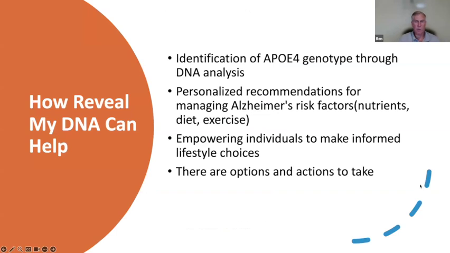So how will Reveal My DNA help your practice and help your patients? We're going to identify if they have an APOE4 genotype through our analysis. Then we're going to have personalized recommendations for managing Alzheimer's risk factors. This will include nutrients, diet, and exercise. We're going to empower the individuals to make informed lifestyle choices. So let me give you a little more specificity here.